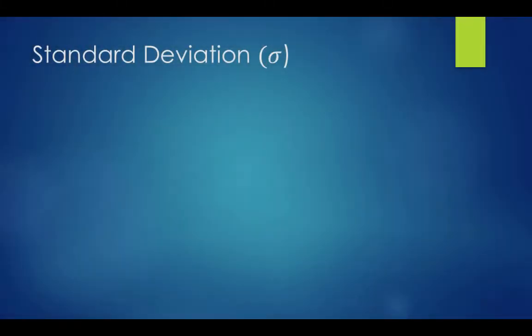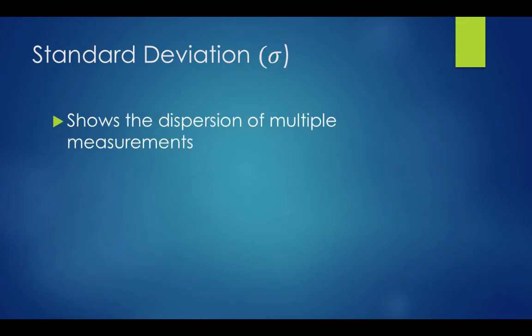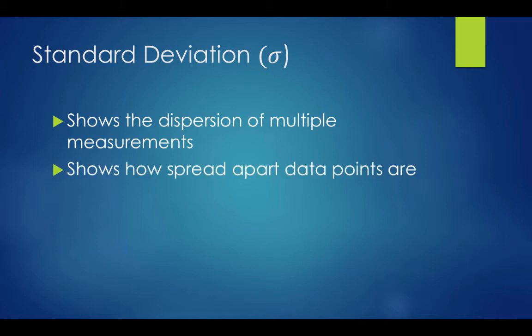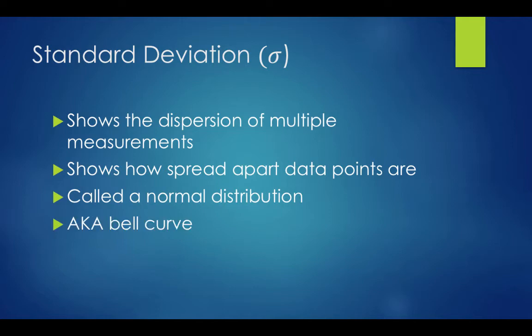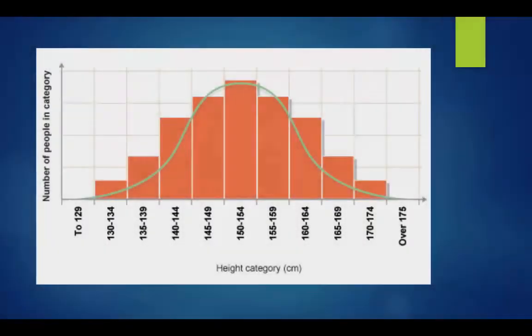Another calculation for uncertainty is called the standard deviation, denoted with the symbol sigma. This measurement is used to determine the dispersion of multiple measurements. That is how spread out your data points are. If your measurements are spread out really wide across a range of numbers, then the measurement may be of poor quality. If the measurements are tighter together, then they may be better measurements. We call this a normal distribution of data points, and the shape is often referred to as a bell curve. This is a typical bell curve.